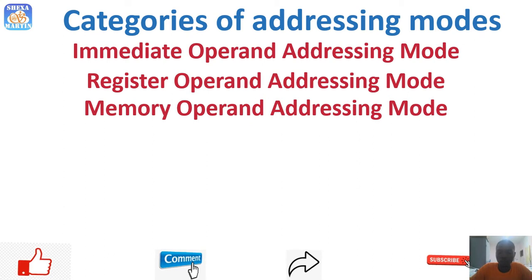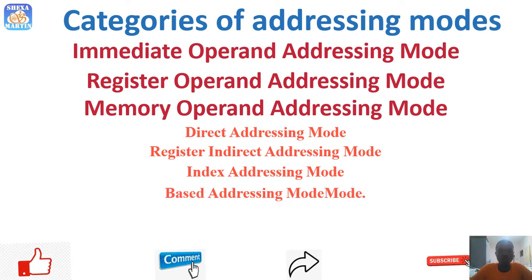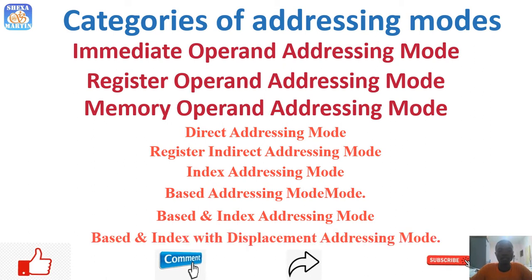Memory. So an operand is residing in memory, and these are memory operand addressing modes. Then we have direct addressing mode, register indirect addressing mode, index addressing mode, base addressing mode, based and indexed addressing mode, and lastly we have based and indexed with displacement addressing mode. So these are the addressing modes that we're going to talk about today.